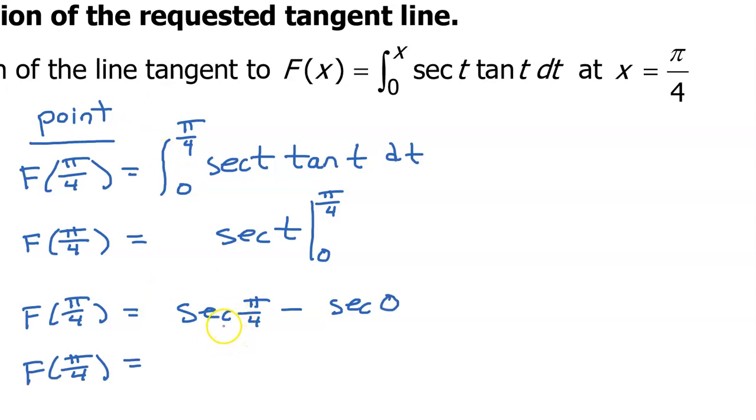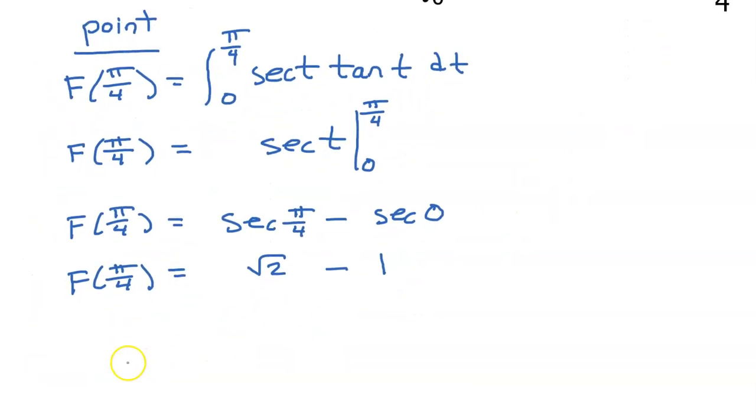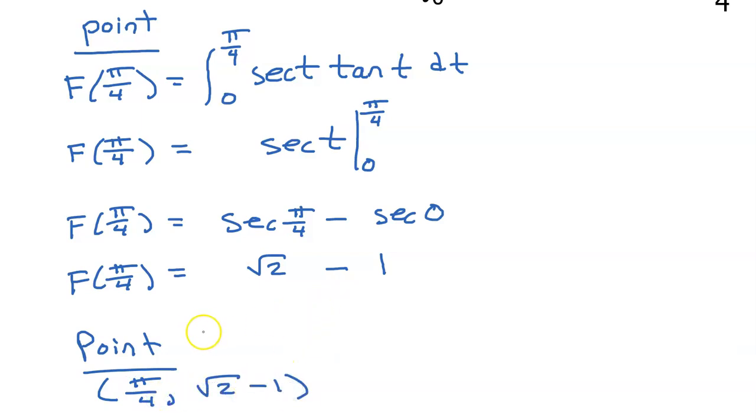Remember that secant is the reciprocal of cosine. So cosine of pi over 4 is 1 over radical 2. So secant will be radical 2. The cosine of 0 is 1. So the secant will also be 1 because the reciprocal of 1 is 1. So this is the y value that goes with this x value. In other words, we now have the point, which is pi over 4, comma, radical 2 minus 1. So we found the point.